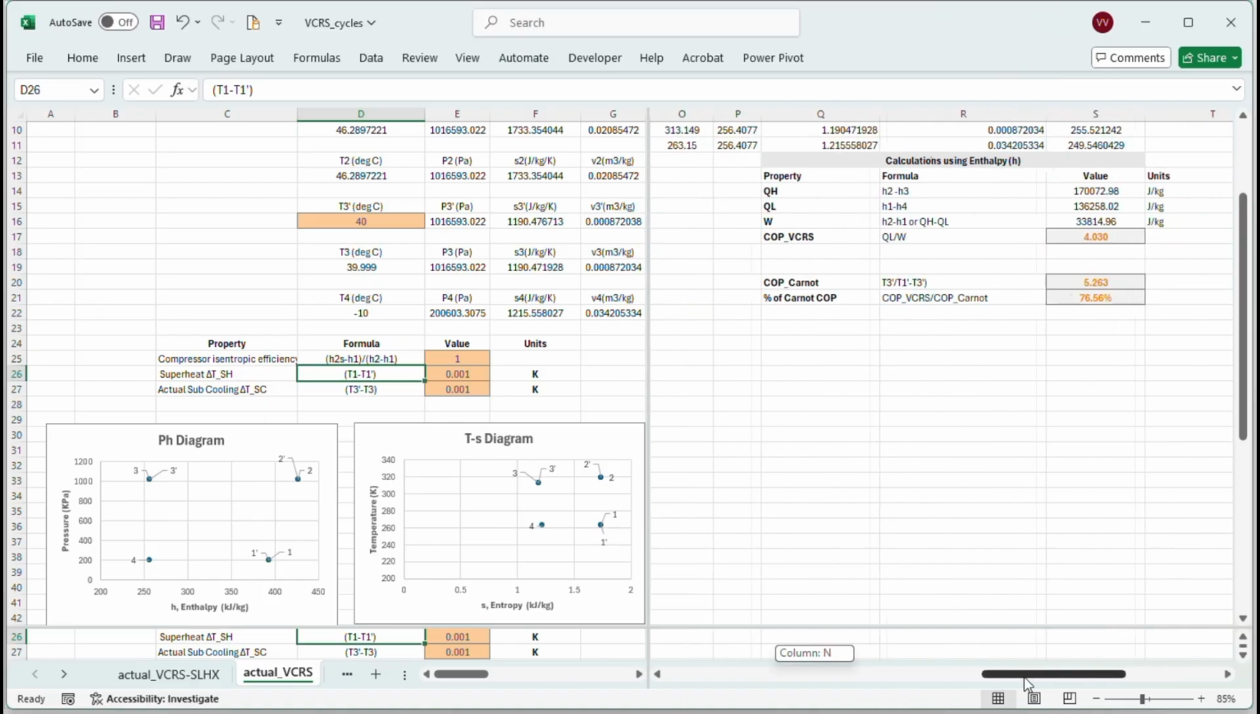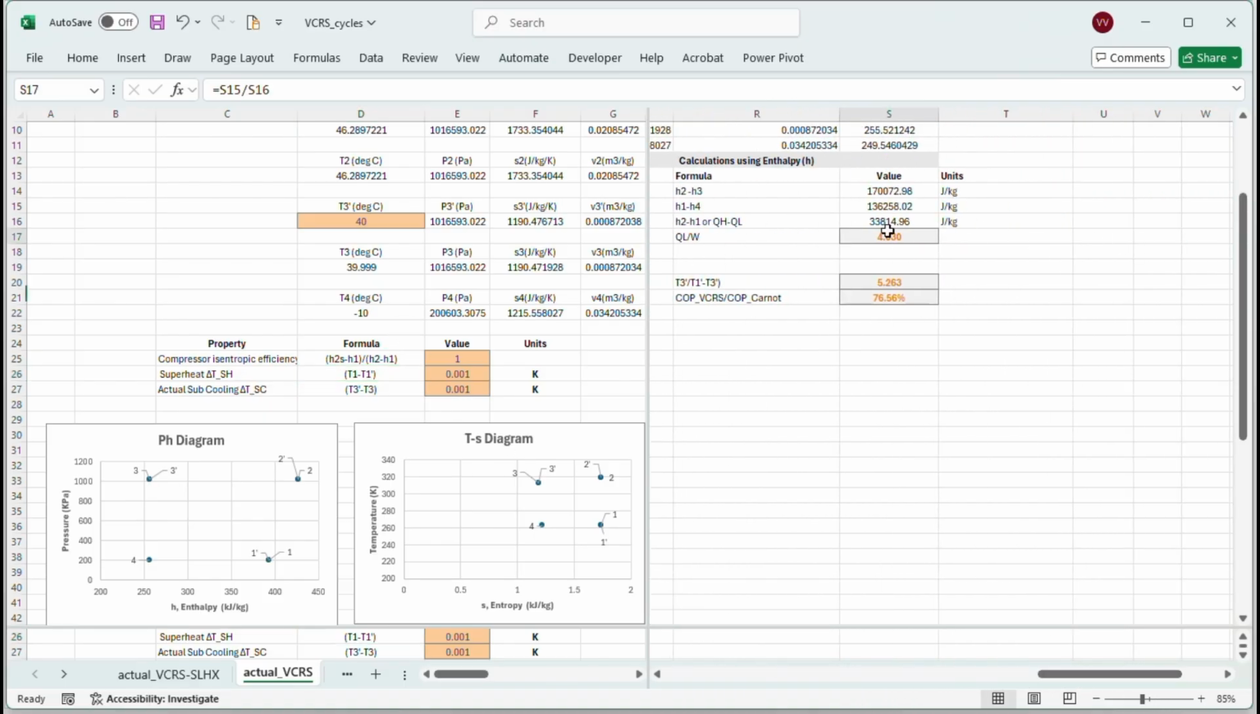Okay. So pay attention to this cell here. Now if I change the superheat to 5 degrees, the efficiency increased from 4.03 to 4.048. Now if I increase the subcooling, efficiency also increased further, right? So what if we use one portion of our system which is hot to heat another portion of the system? So you are getting subcooling and superheating due to a heat exchanger.